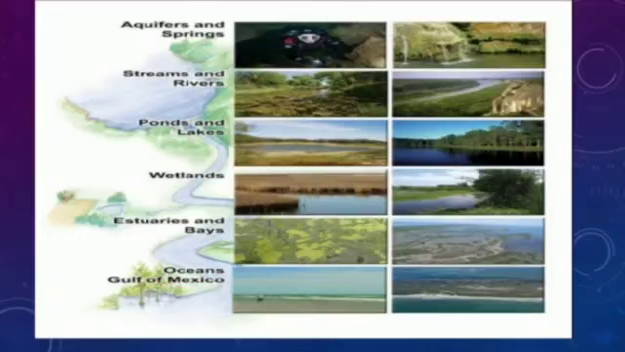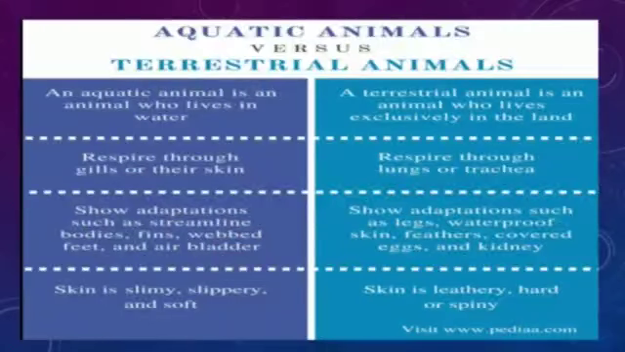Now aquifers and springs: look closely at the picture. Here aquifers and some springs are there. Streams and rivers, ponds, lakes, then some bays also are there. Now oceans, the Gulf of Mexico. These are all water bodies. It means aquatic habitat.